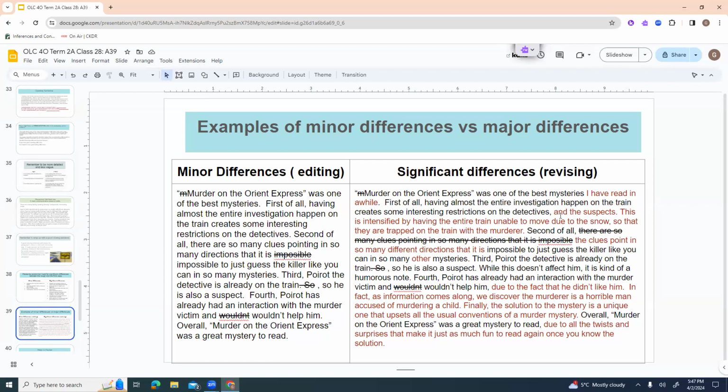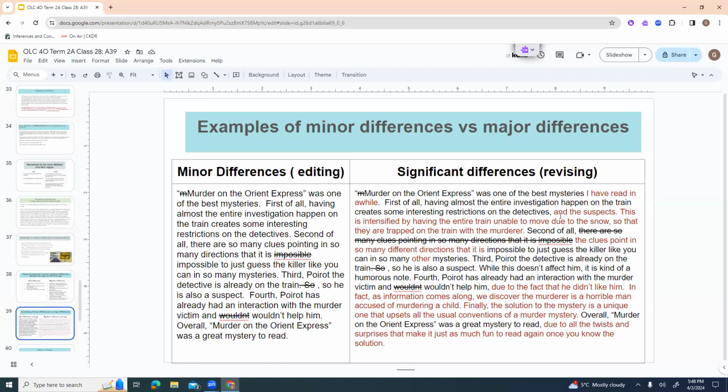Third, Poirot the detective is already on the train, so he is also a suspect. While this doesn't affect him, it is kind of a humorous note. Fourth, Poirot has already had an interaction with the murder victim and wouldn't help him due to the fact that he didn't like him. In fact, as information comes along, we discover the murderer is a horrible man accused of murdering a child. Finally, the solution to the mystery is a unique one that upsets all the usual conventions of a murder mystery. Overall, Murder on the Orient Express was a great mystery to read due to all the twists and surprises that make it just as much fun to read again once you know the solution.